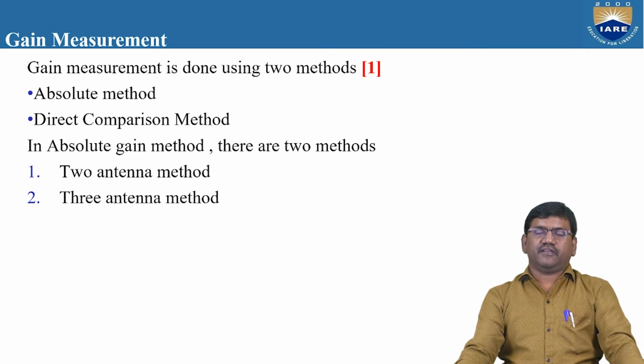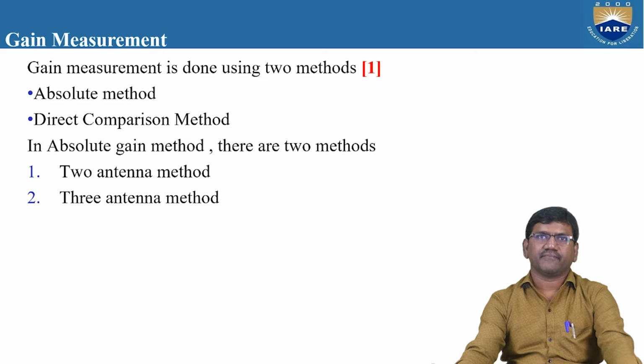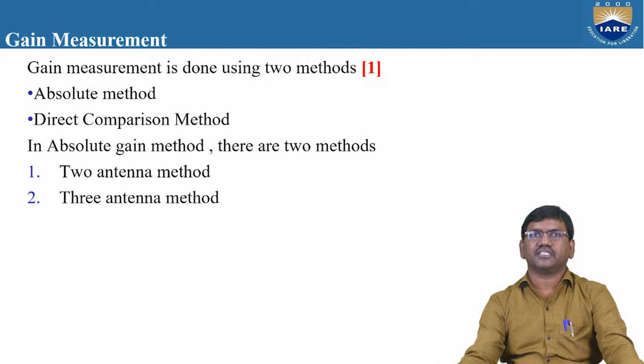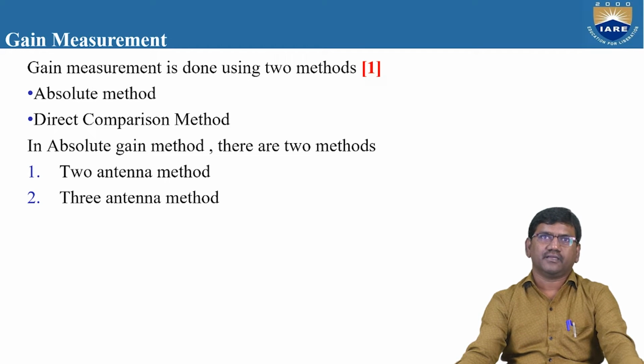The next parameter which we are going to measure is gain. The gain of an amplifier is different from the gain of an antenna. Why? Because whenever we measure the gain of an amplifier, we just calculate the output by input. That means the output voltage to the input voltage, or the output current to the input current.